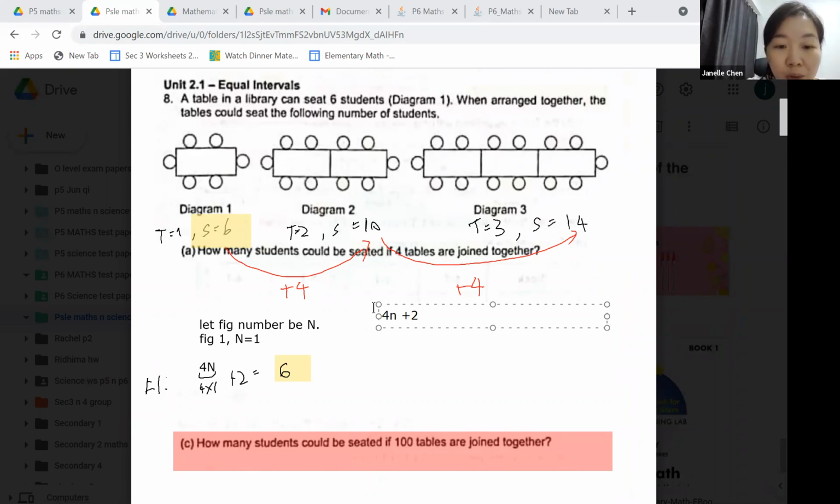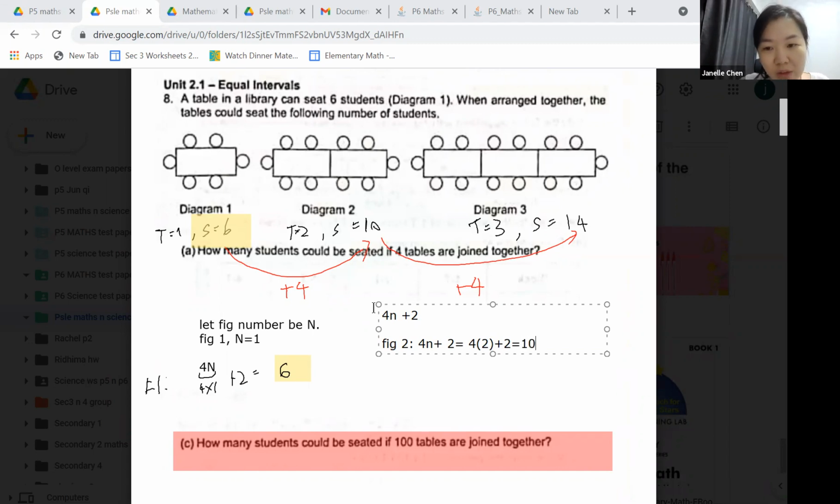We're going to test that out with figure 2 and figure 3 to see whether the n term actually works or not. We need to at least try 3 times, because sometimes it could be alternate cases. So for figure 2, what we have here is basically 4, replaced with the figure number 2 here, and then we plus 2. So basically I will actually have 10. So it works for this one. So it is correct.